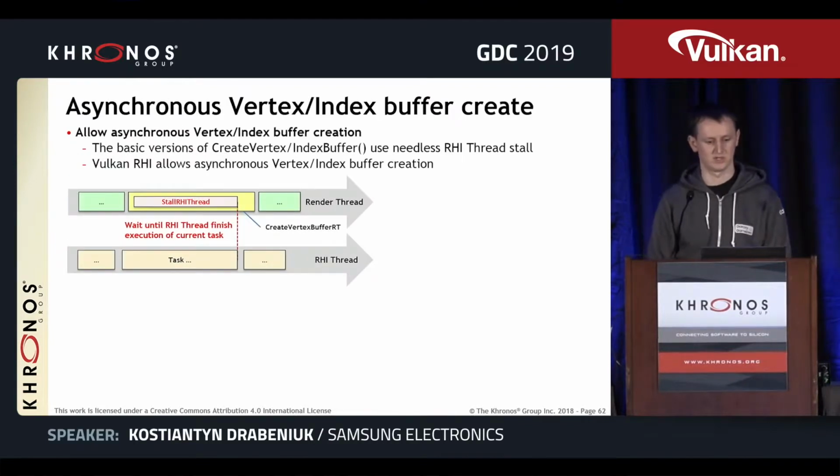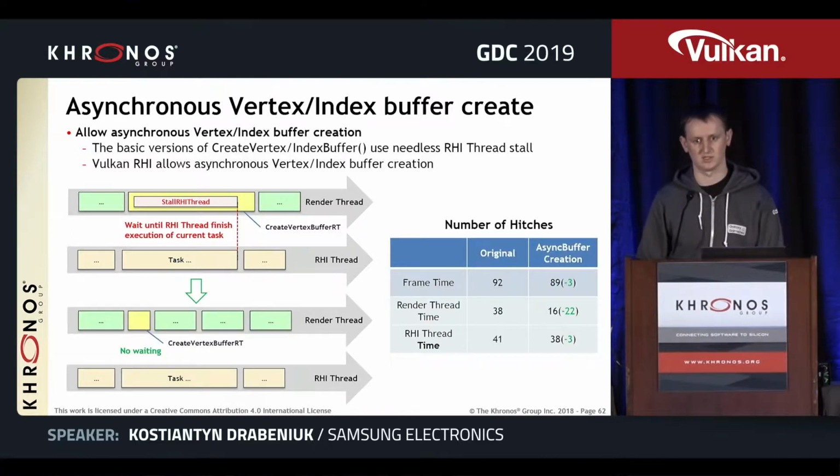It was asynchronous vertex index buffer creation. The original version of vertex index buffer creation used a needless RHI thread stall. But Vulkan RHI provides asynchronous index buffer creation, so the asynchronous version of such a function was used, and the extra wait was removed. As a result, we got fewer hitches on the render thread.